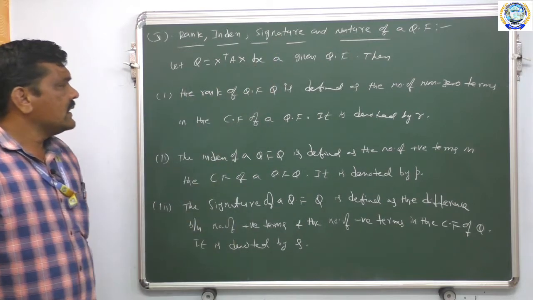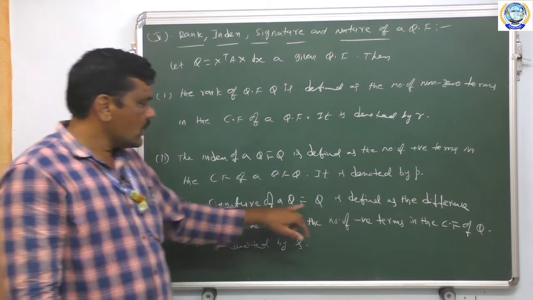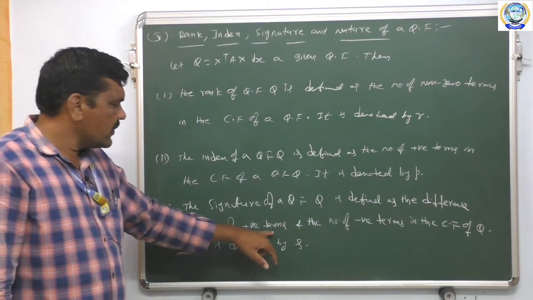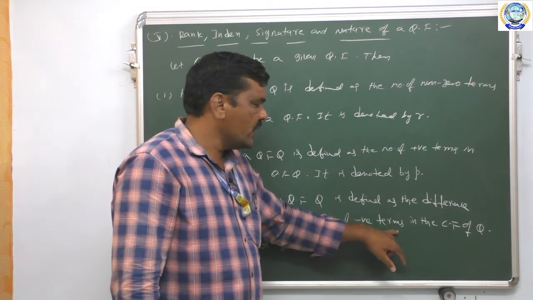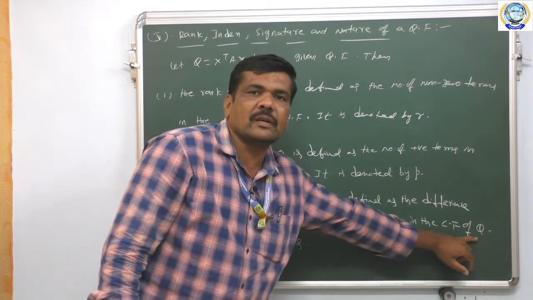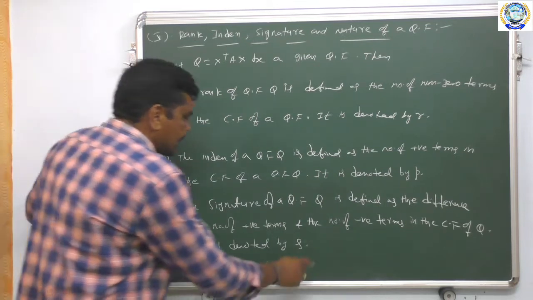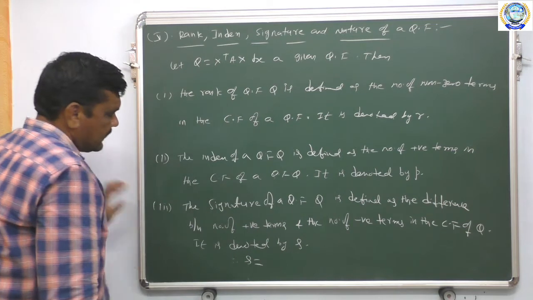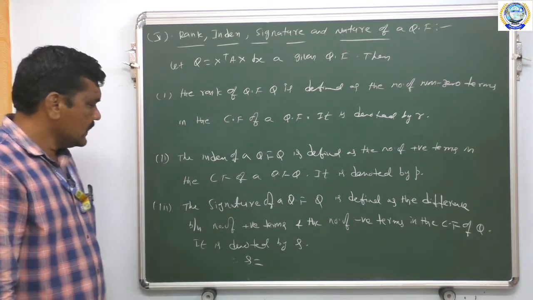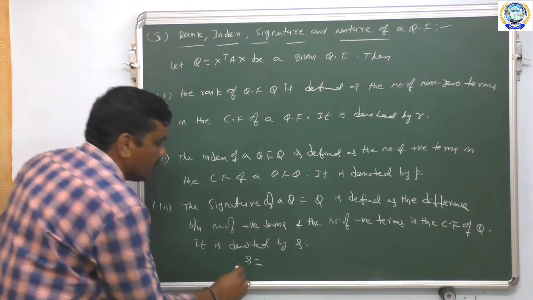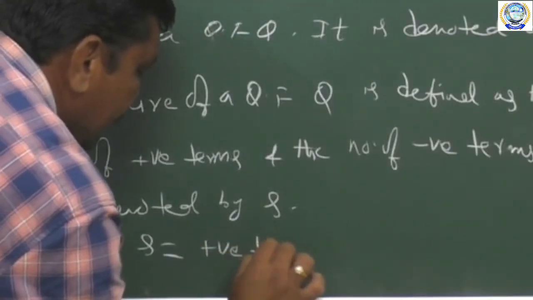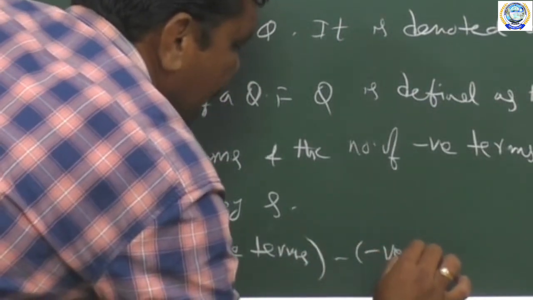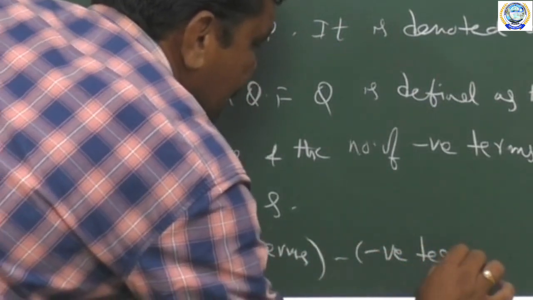Here, to define the signature of a quadratic form: the signature of a quadratic form Q is defined as the difference between the number of positive terms and the number of negative terms in the canonical form of a given quadratic form Q, and the signature is denoted by s. Therefore, in this definition, we observe that the signature is equal to the difference between the number of positive terms and the number of negative terms.